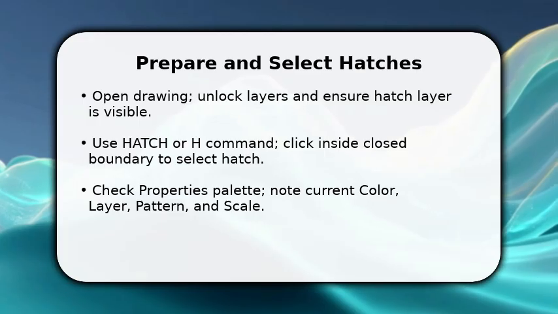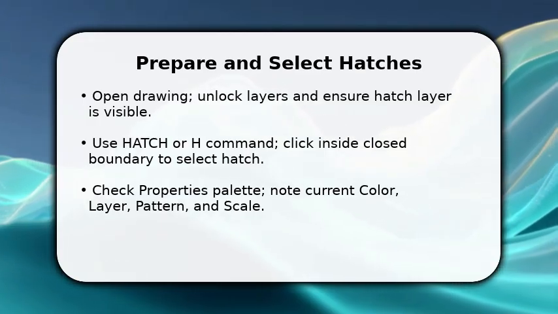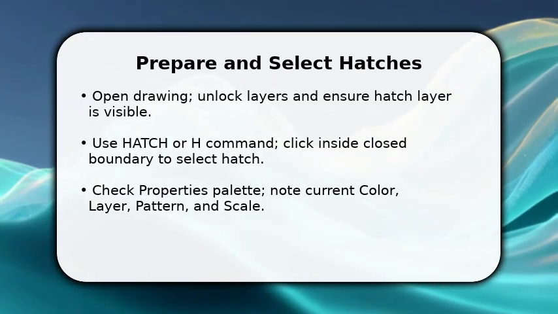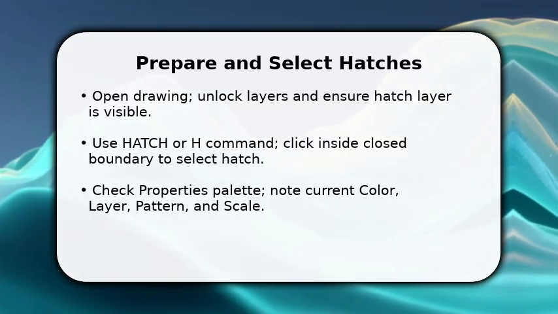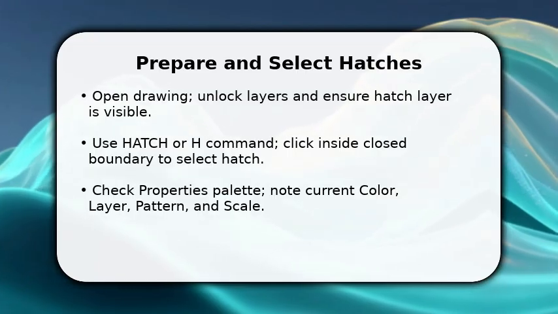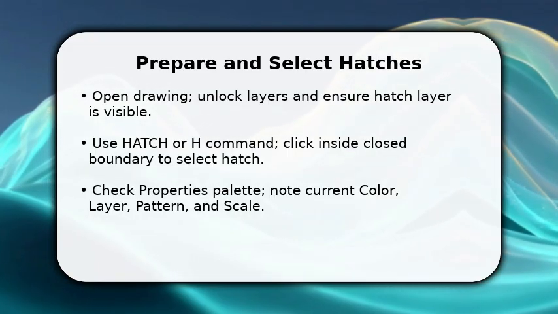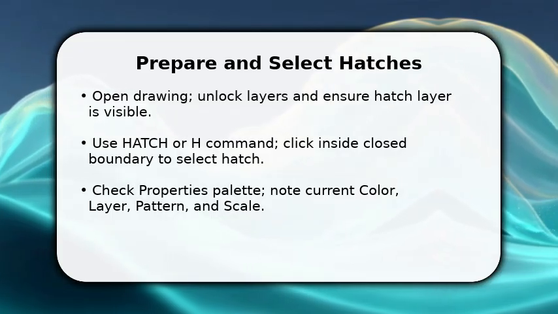You start by ensuring the hatch is editable and visible. Unlock its layer and open the Properties palette so you can change settings. Next, use Hatch or type H and click inside a closed boundary to select the hatch region. You need an active hatch object to edit transparency.